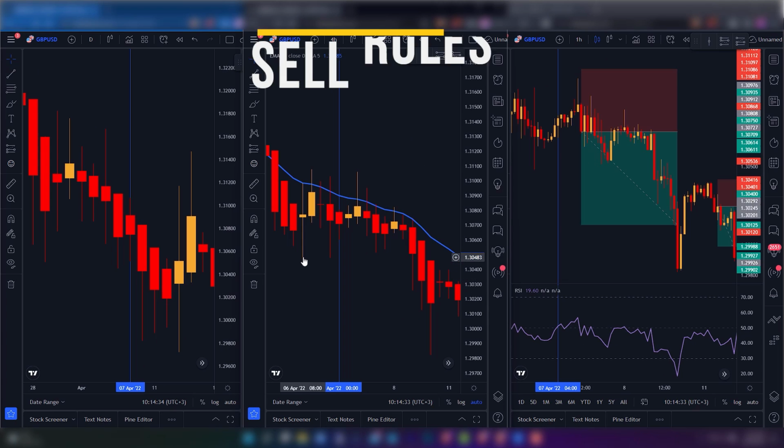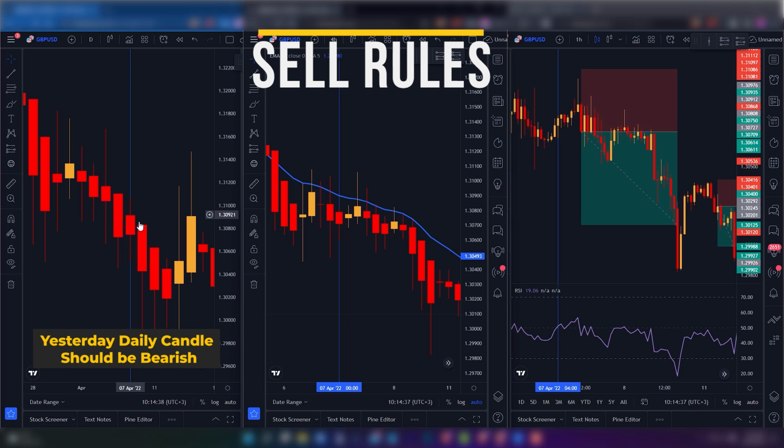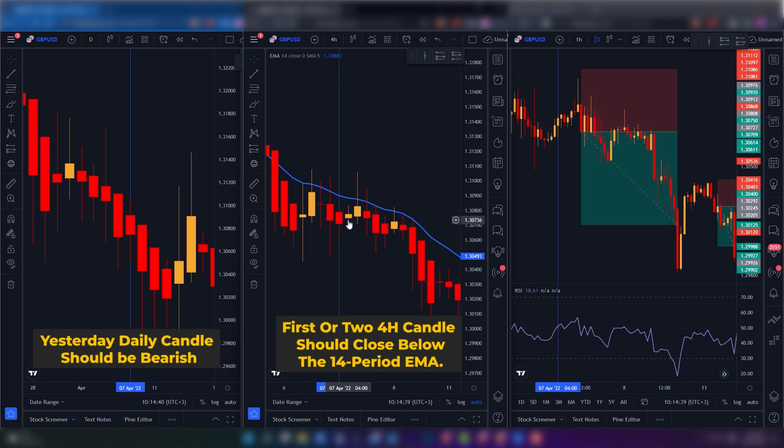The sell rules are the opposite of the buy rules. The previous day candle should be a red candle. The first or second 4-hour candle in the Asian session should close below the 14-period moving average. If these 2 conditions are showing in the charts, you can look for a short position in the 1-hour time frame. The RSI line on the 1-hour chart should be below 50 and above 30, between these 2 levels.